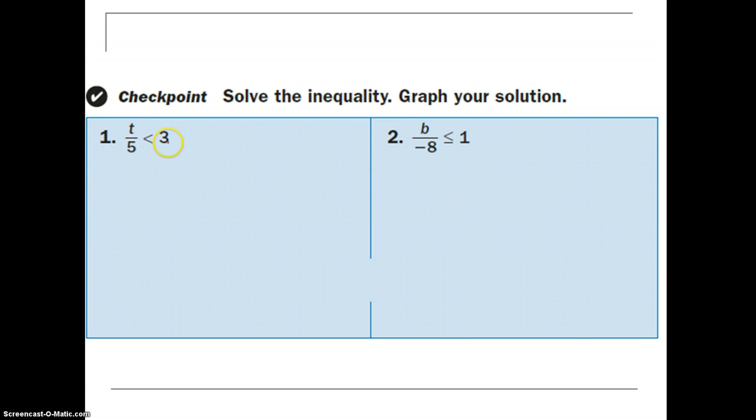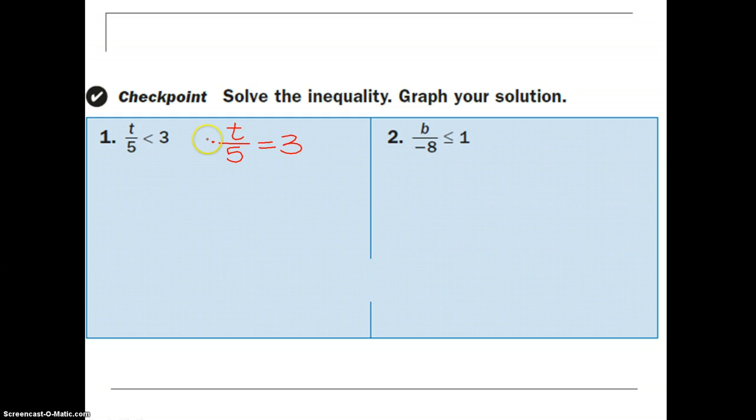Go ahead and try these problems. Try to solve it just like a one-step equation, except remember that if you are physically multiplying or moving a negative number to both sides, then you flip the inequality symbol. Pause the video and solve 1 and 2.